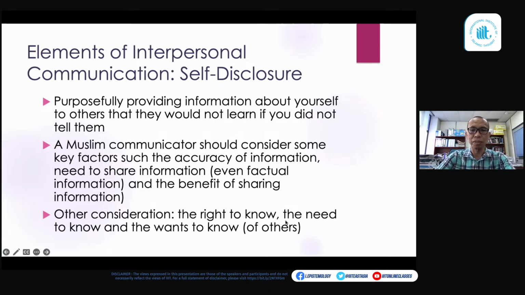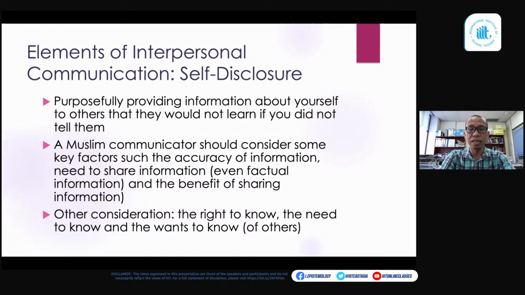In the media, they talk about this: the right to know, the need to know, and the wants to know. But the most compelling reason for me, according to a group of scholars, is the need to know. So the wants to know, for example, you and your friend talk about someone else, a celebrity, for example, gossiping a lot about celebrities during interpersonal communication.